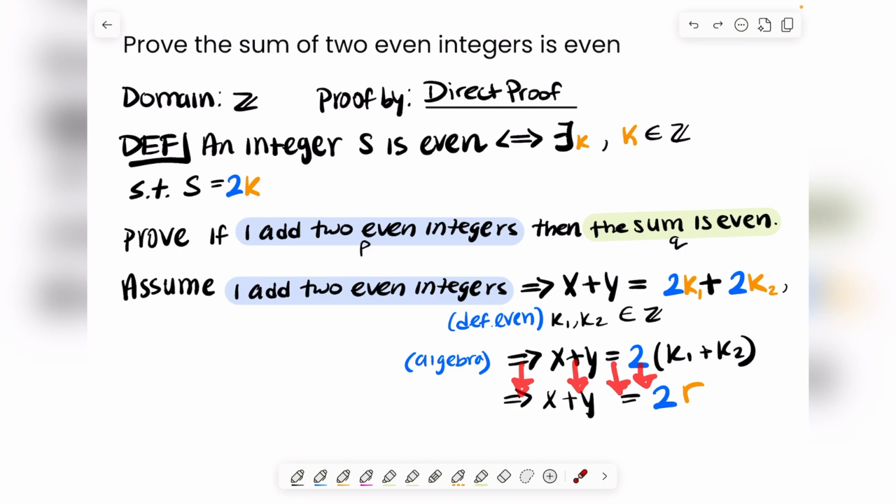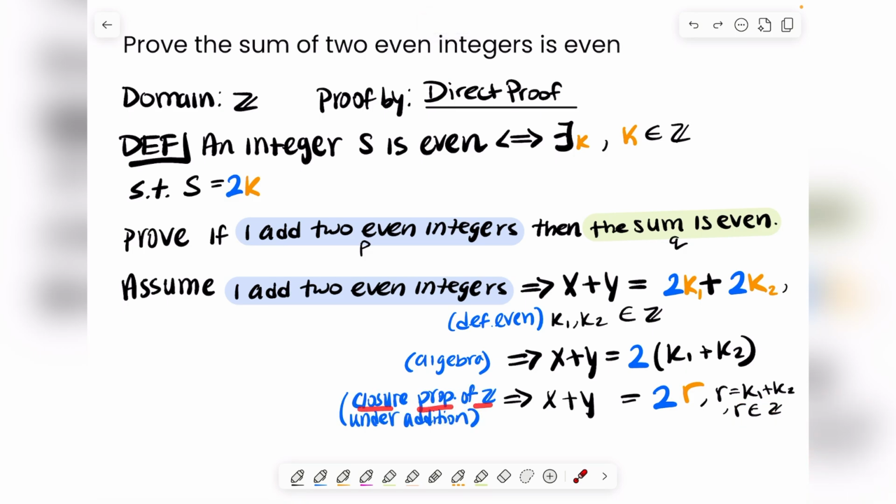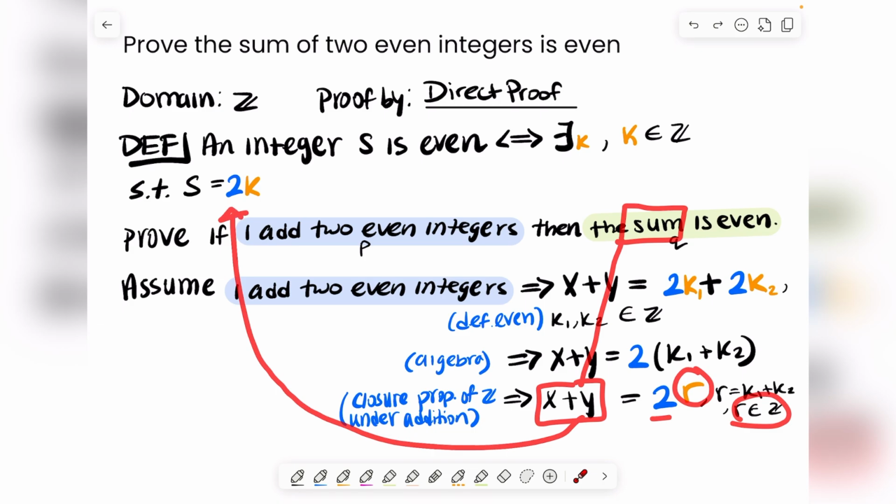And then we just drop everything else down. And we specify what r is. r is equal to k1 plus k2. And r is also an integer. Why? Because of the closure property of integers under addition, because there was addition here. Now look at what we have here. We have x plus y, which is the sum, is equal to 2 times some integer r, which is really similar to the definition of an even integer.